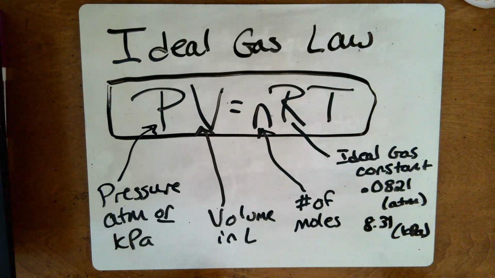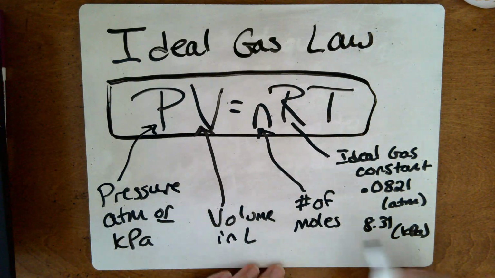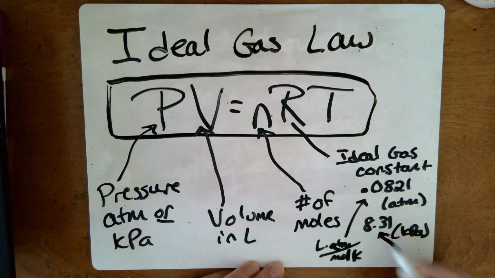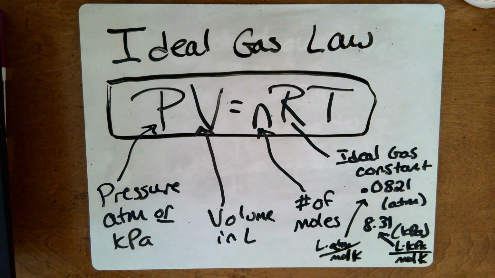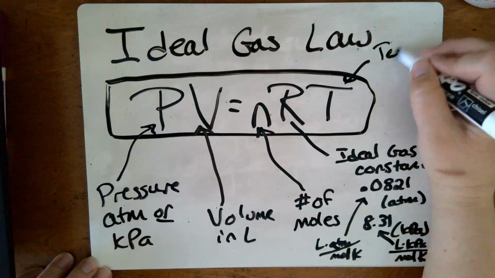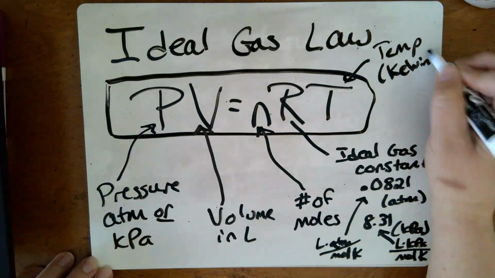The units of this are a little bit complicated. For 0.0821, the units are liters times atmospheres per mole Kelvin. And for 8.31, it's liters times kPa per mole Kelvin. You don't have to worry too much about those units, but I do want you to know what they are so that if you see them, you're not confused. And then T is the temperature, and that always has to be in Kelvin. Okay?